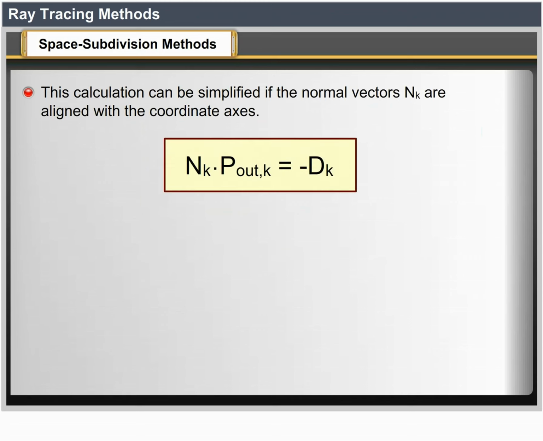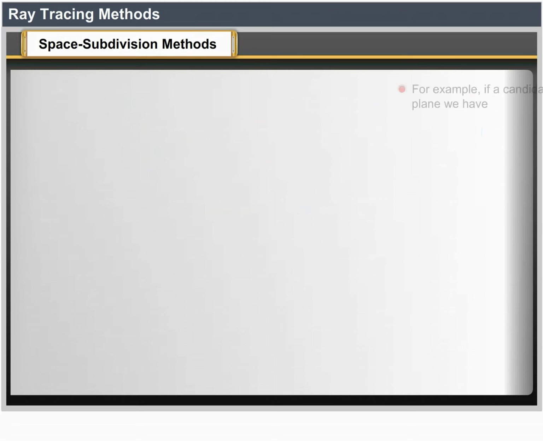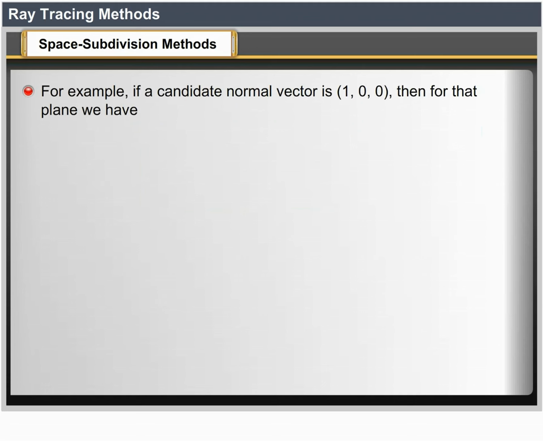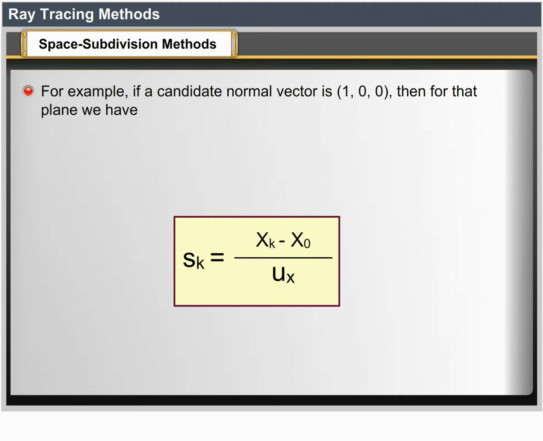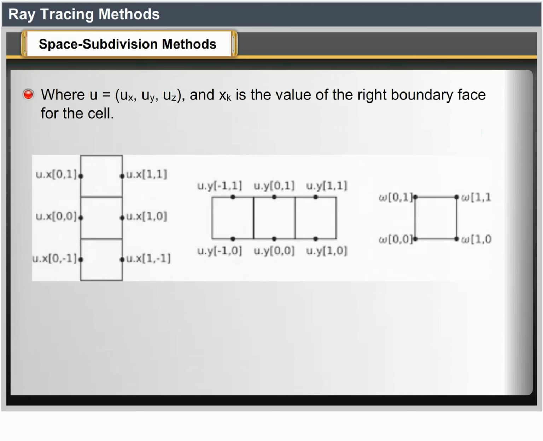This calculation can be simplified if the normal vectors N_k are aligned with the coordinate axes. For example, if a candidate normal vector is (1, 0, 0), then for that plane we have s_k = (x_k - x_0) / U_x, where U = (U_x, U_y, U_z), and x_k is the value for the right boundary face of the cell.